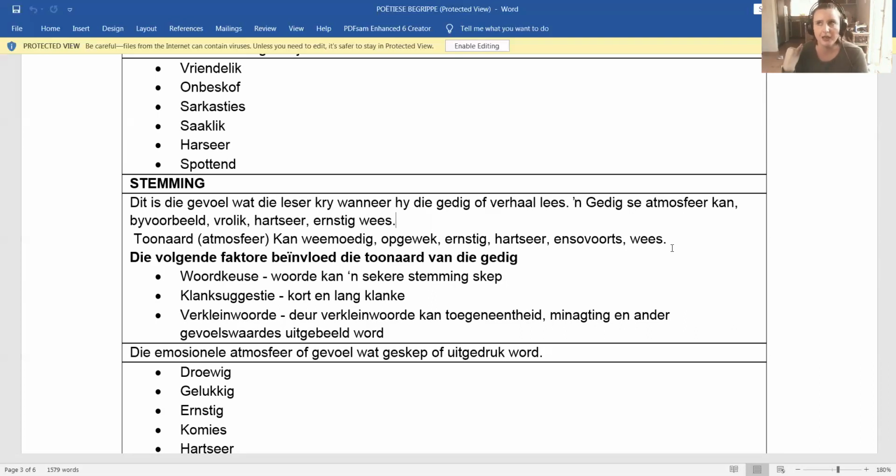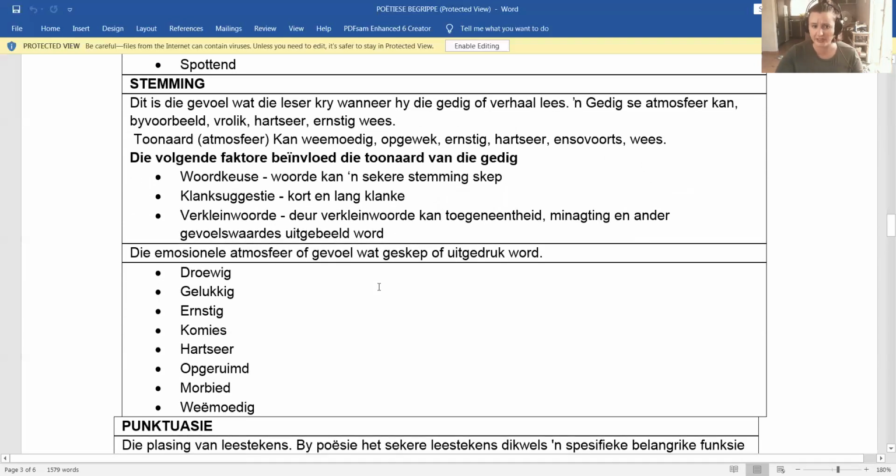So if I'm writing a sad poem, you might hear a lot of w within the assonance of the poem. Okay, and in verkleinwoorde. When you use verkleinwoorde, it basically makes things smaller than they're supposed to be. So it might be making fun of something, or make you think that something's really cute.